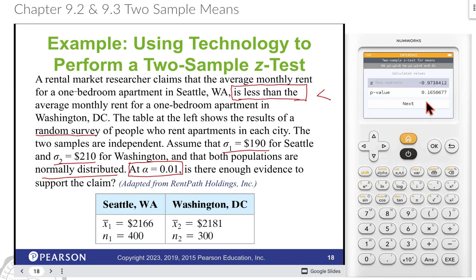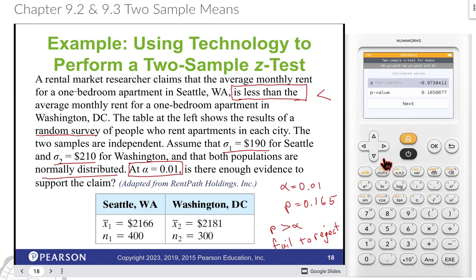Go to next, and now we can compare the p-value. So we were given a 0.01. I'll write that over here just so I have room. And our p-value is 0.165. 16.5% is much bigger than 1%. P is greater than alpha. We fail to reject. So we know there's not enough evidence.